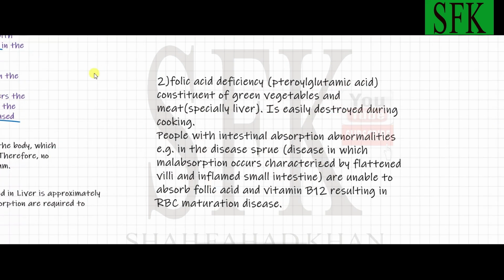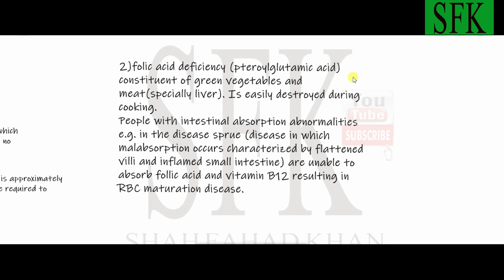Now, the second type of maturation failure that may arise may be due to a combination of folic acid and vitamin B12 deficiency. Folic acid basically is a constituent of green vegetables and meat, especially the liver of the food that we eat. Folic acid is loaded in the liver, but heating will destroy the folic acid.